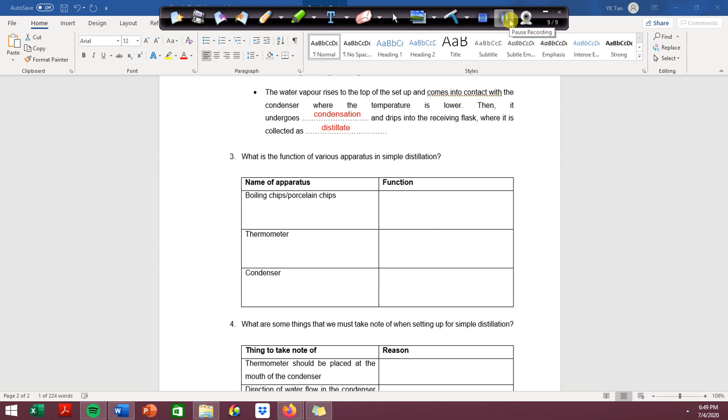Okay, now we are going to move on to the third part of this video, which is on the function of various apparatus in simple distillation. Now for this part, I'm going to transit between this table here, this table, and the diagram on top, so please follow me. Now the first thing that we need to add to the distilling flask is what we call boiling chips, which are essentially porcelain chips. Now the function of boiling chips is that they enable smooth boiling.